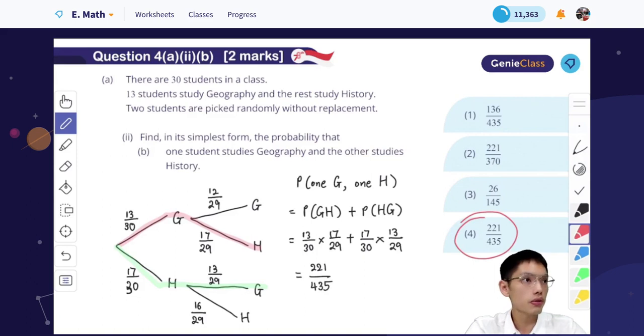Okay, so let's take note from there. And yes, again, for probability, those are the different kinds of questions that may come up. So that's for 4A. I'm not going to go through 4B because I feel it's quite straightforward as well. So let's move on to the last question.